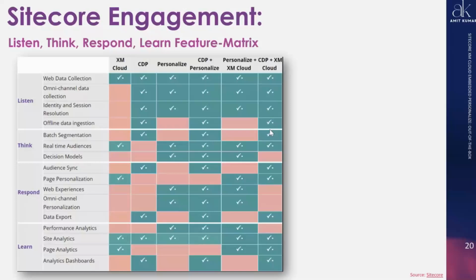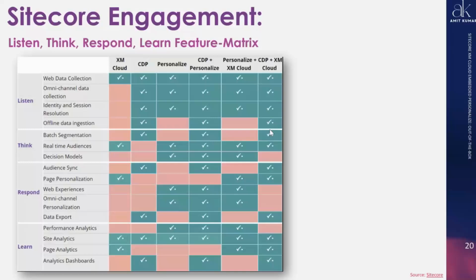So this is a very interesting matrix. It is from Sitecore. So why have I placed it here? When you are going to decide which product you need to utilize, based on these parameters, you can decide which combination you have to use. For example, if you are building only a web application and you need to collect the web data only, right? So all the product combinations like XM Cloud, CDP, Personalize, CDP, Personalize, XM Cloud, those are supported, right?